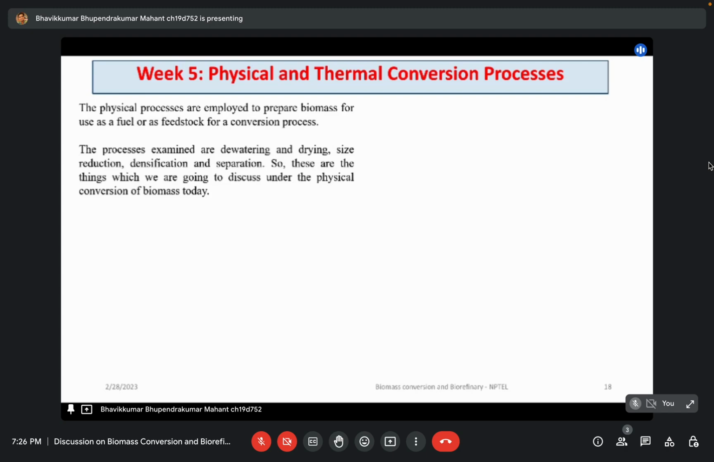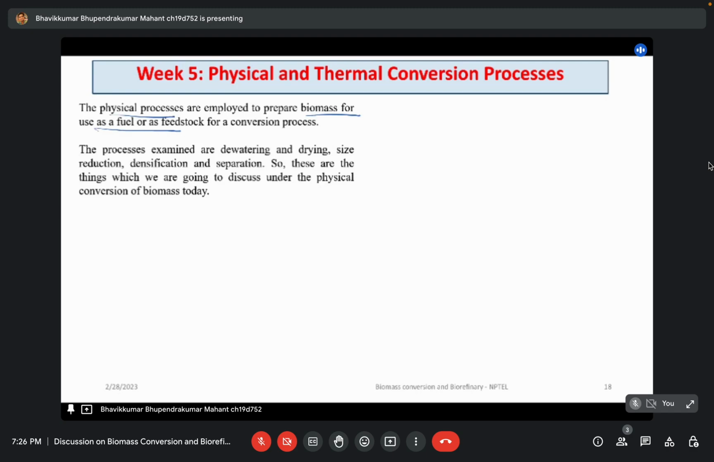The physical processes are employed to prepare biomass for use as a fuel or as a feedstock for a conversion process. So mainly physical processes are still one intermediate step, where at the end you will get the biomass into the form where it can be used as a feedstock for the final conversion process from biomass to product.